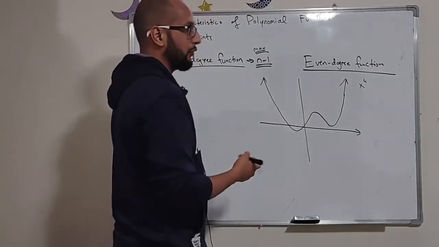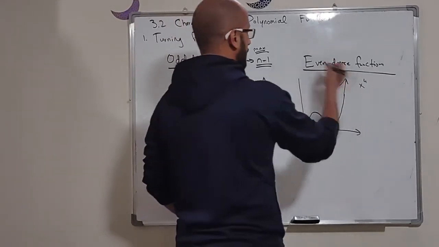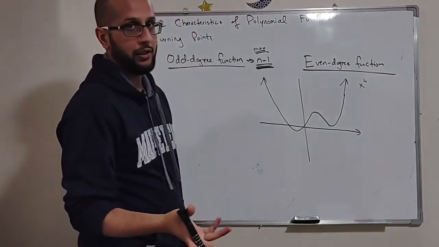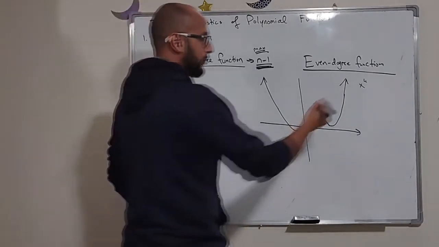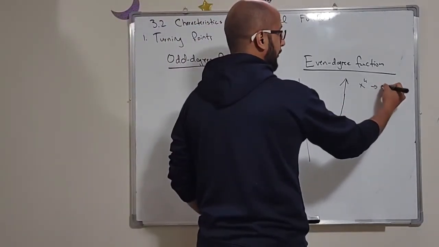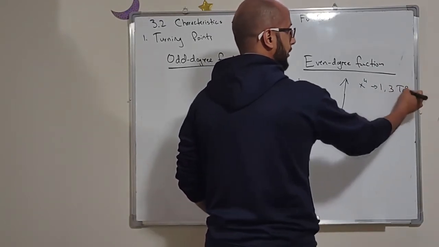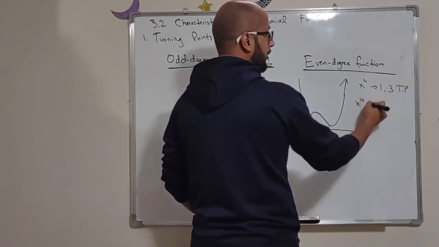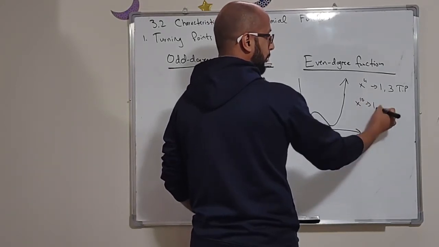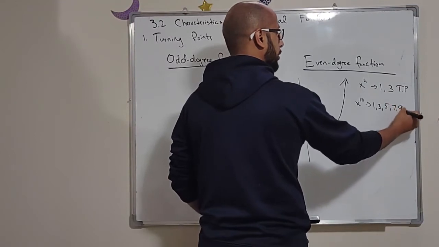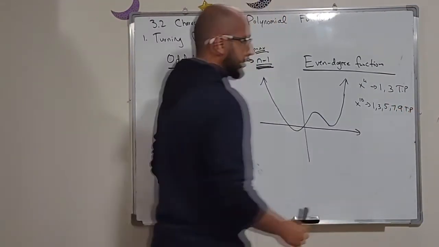So for an even degree function, we know the max is n minus 1, and then all the other possibilities would be odd numbers of turning points. So x to the power 4 could have 1 turning point, or it could have 3 turning points. X to the power of 10 could have 1 turning point, 3 turning points, 5 turning points, 7 turning points, or 9 turning points. Right?